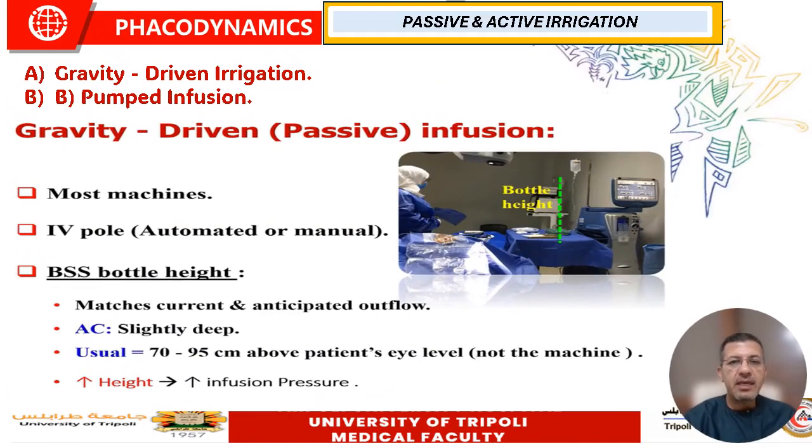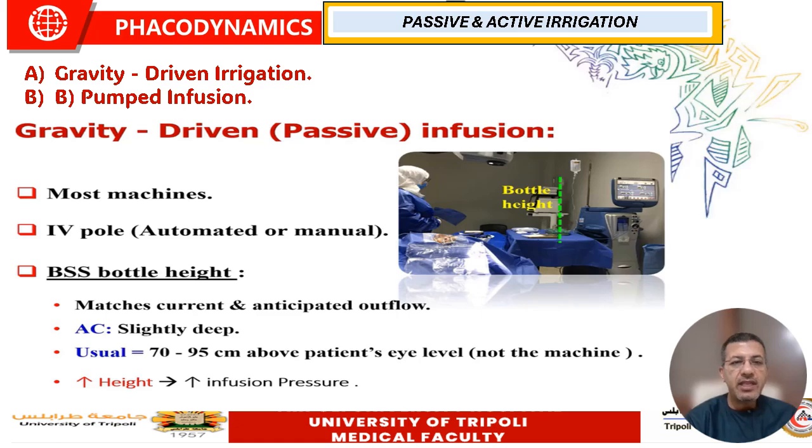The first parameter in the fluidics of phacoemulsification is the irrigation. The irrigation can range from a gravity-based irrigation to a pumped irrigation. For the pumped irrigation, we have two types: the pressure-based, that's the adaptive optics, and the active fluidics.